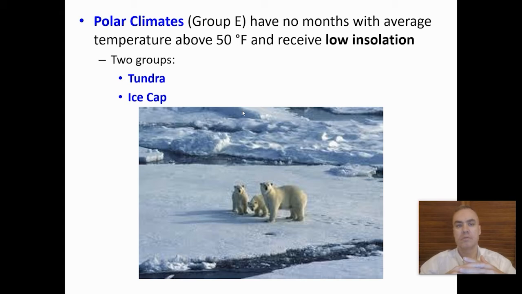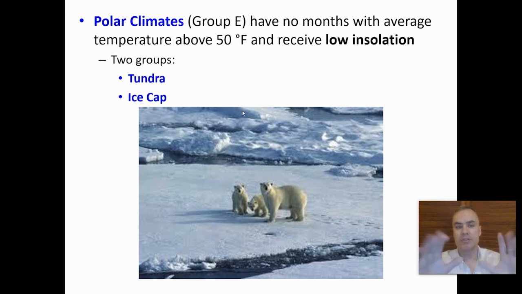So from the severe mid-latitude climates, Group D, we can now go even further towards the poles, to the polar climates, Group E. These are climates with no months that average above 50, and the insolation they receive is very low. So they're extremely cold. And there's two groups, the tundra and the ice caps.